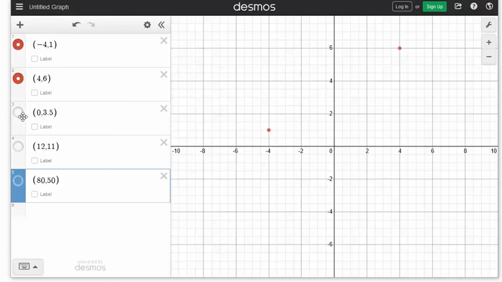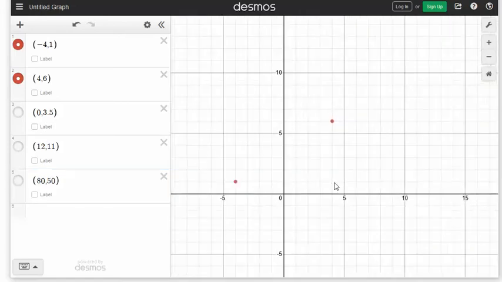Let's take a look at (0, 3.5). That looks pretty good, doesn't it? Right there. But I'm gonna show you how to verify that. Let's look at (12, 11). We're gonna have to zoom out a little bit. (12, 11). There it is. Oh, that looks pretty good too.